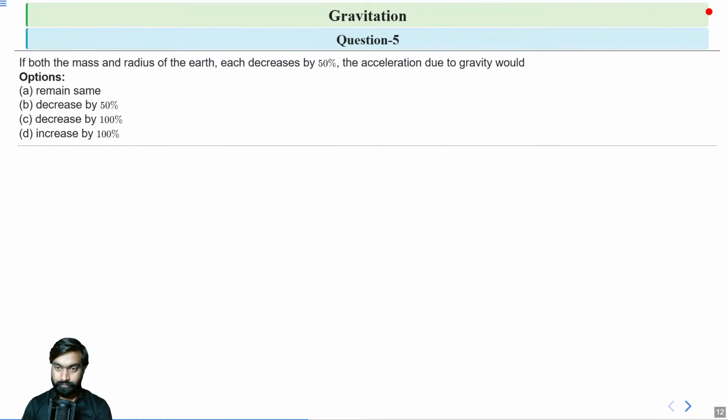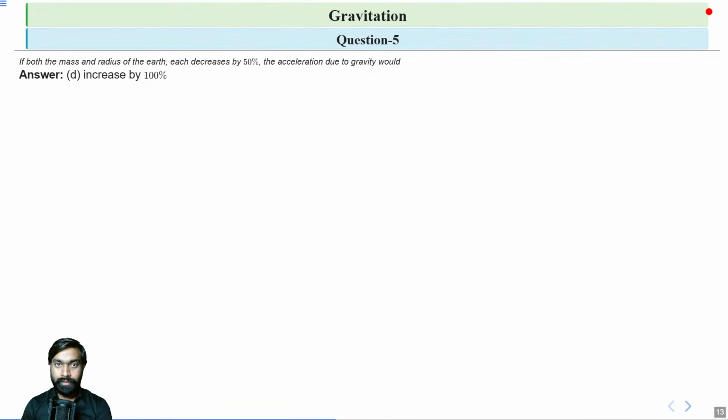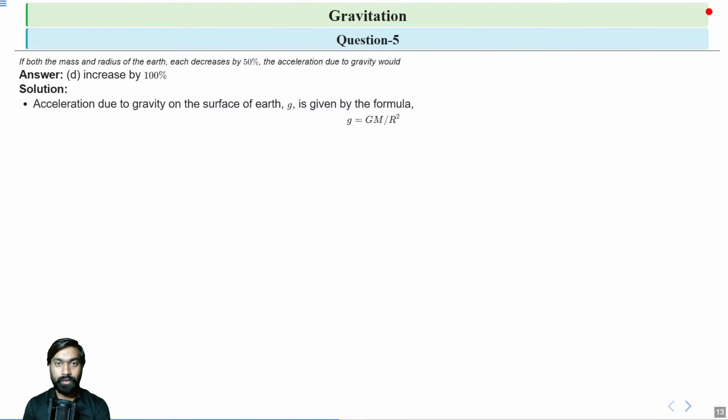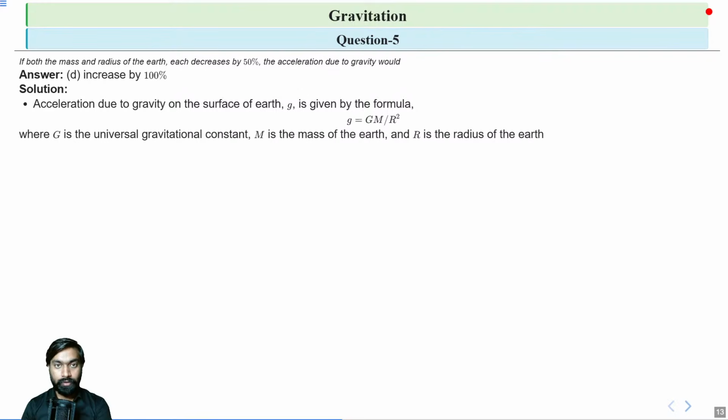So the correct option is D, increase by 100%. We know the formula for acceleration due to gravity on the surface of the earth. Small g is given by the formula g equal to GM divided by R square, where capital G is the universal gravitation constant, capital M is the mass of the earth and capital R is the radius of the earth.